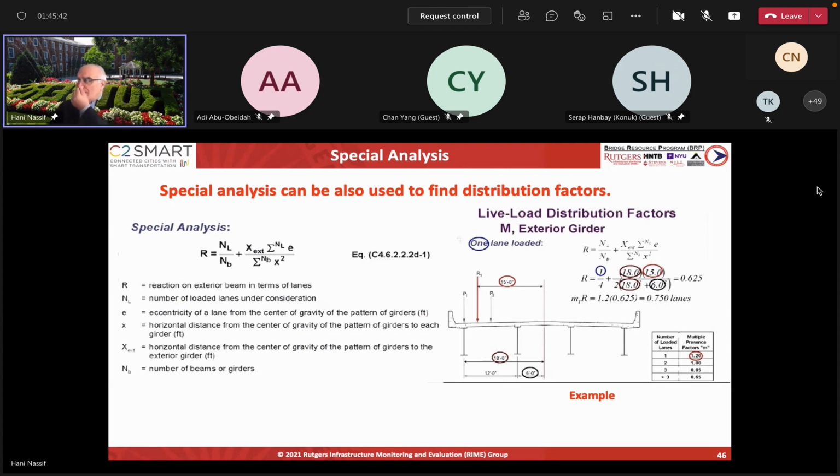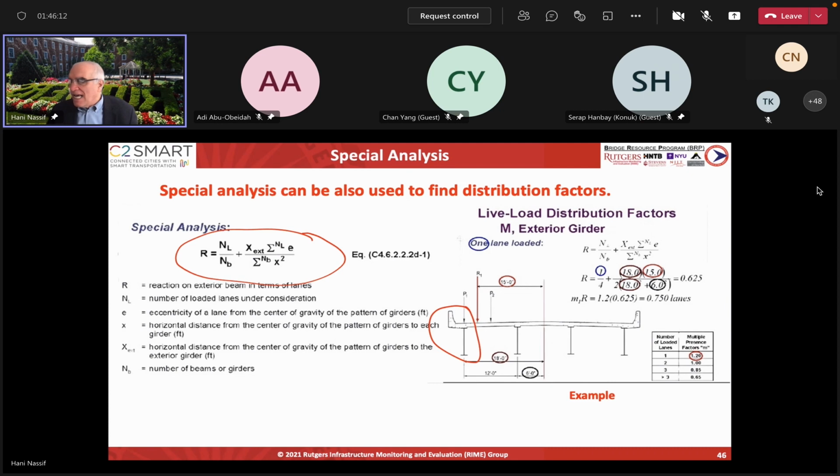In some cases, especially if you have narrow bridges, sometimes when you put the truck on one side, there's a fear that it might twist the bridge and have a different torsional mode. So you could look at the distribution in this girder by using this equation, and I give an example here. However, you have to multiply it by 1.2 because it's a single lane truck.